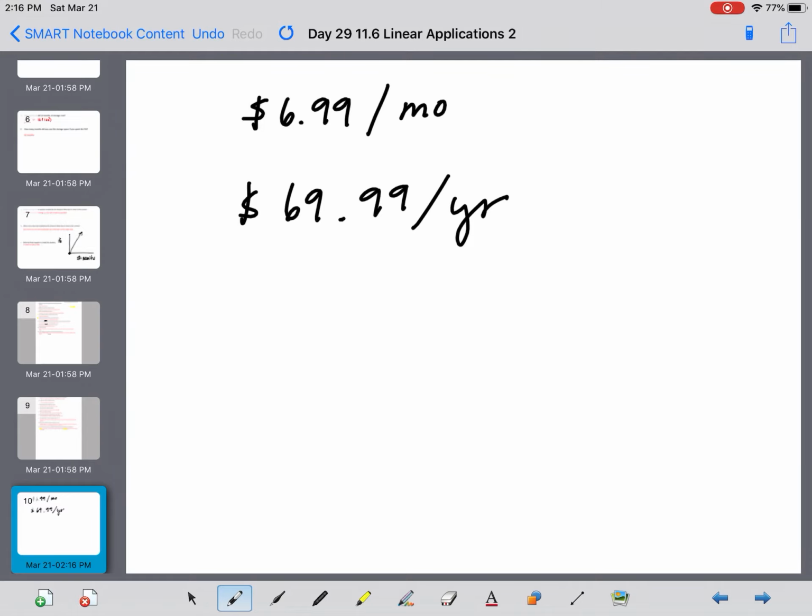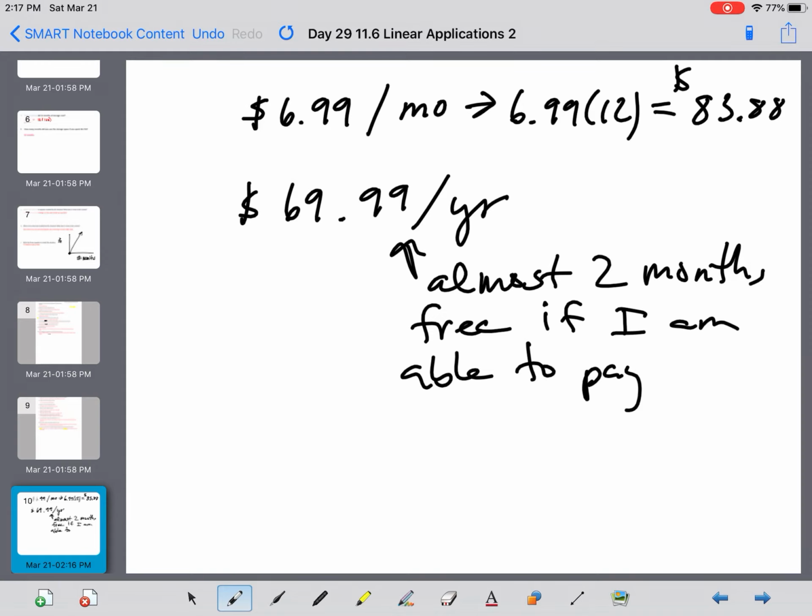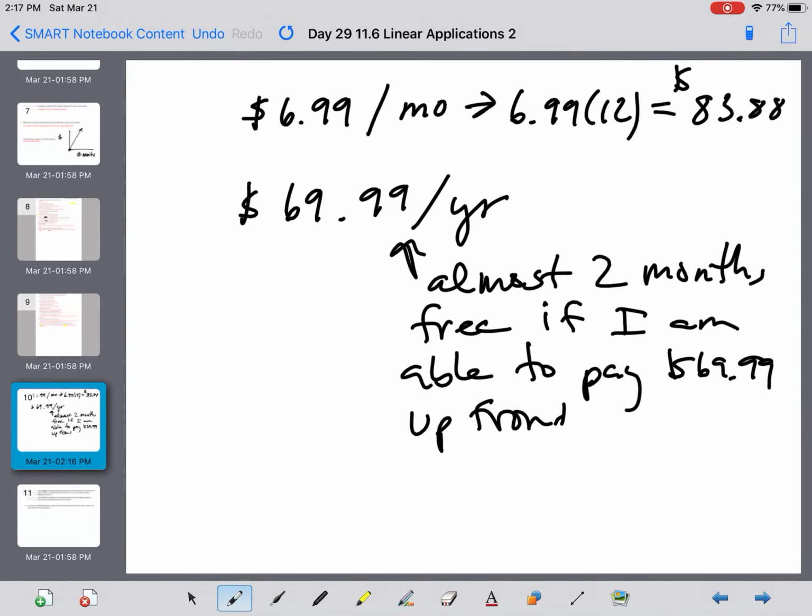But think about it. If you're doing $6.99 per month for 12 months, so that means $6.99 times 12. That means the exact same package for Disney Plus would cost me $83.88 for a year compared to $69.99 per year. So I'm actually getting 2 months free if I'm able to pay that $69.99 upfront. So just something to think about. This is the most recent one that I've seen in the news, and just, again, something to think about.